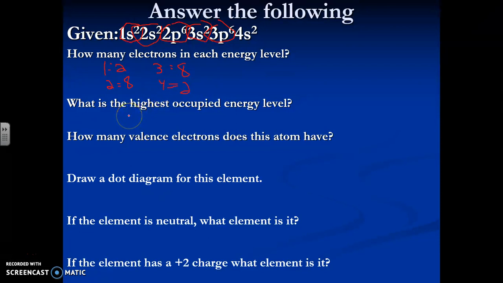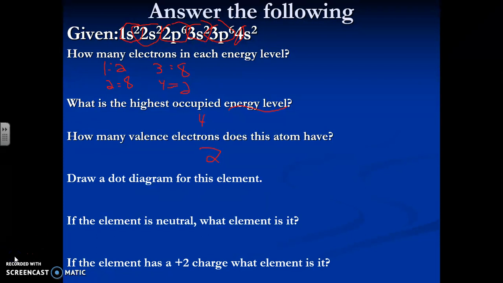Now, what is the highest occupied energy level? That means the highest energy level, the highest big number, the coefficient, that has electrons in it, and that's the fourth. The fourth energy level is the highest energy level. The next question is how many valence electrons does the atom have? If you remember, valence electrons are the number of electrons in the last energy level. The last energy level is the fourth, and there are 2. Draw a dot diagram of the element.